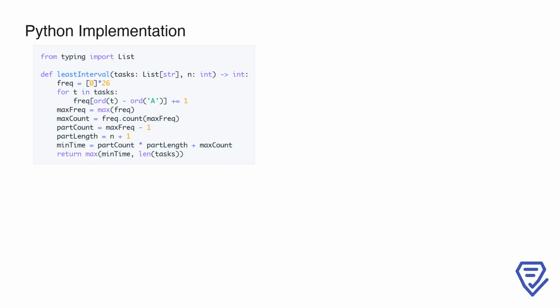The schedule is built from blocks, the most frequent tasks spread across blocks of size n+1. The minimum time is the product of blocks and block length, with additional slots for tasks sharing the maximum frequency. If there are more tasks than idle slots, result is simply total tasks. This solution is concise, clear, and runs in linear time.